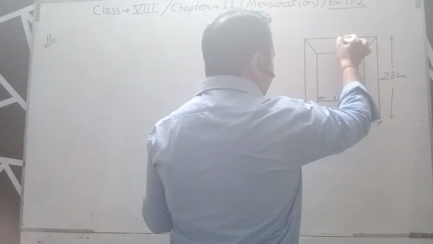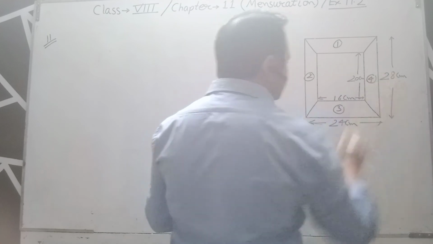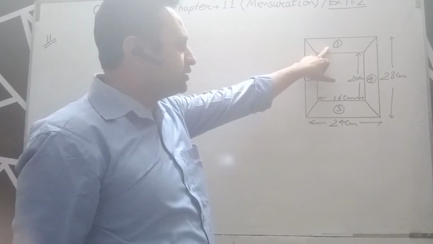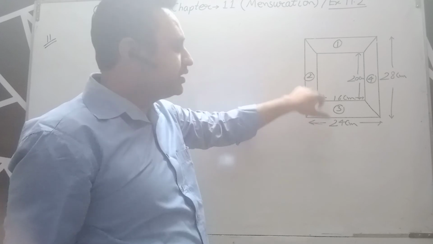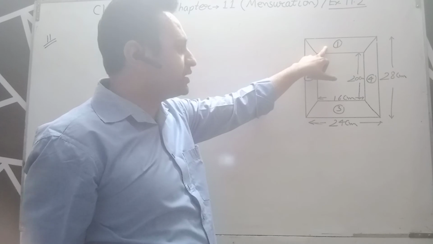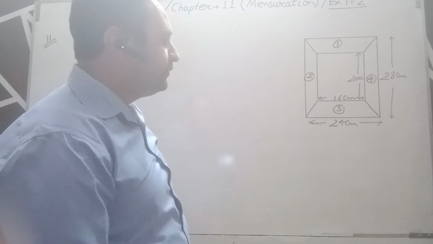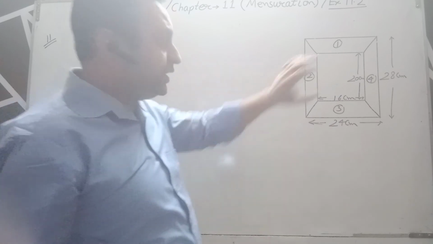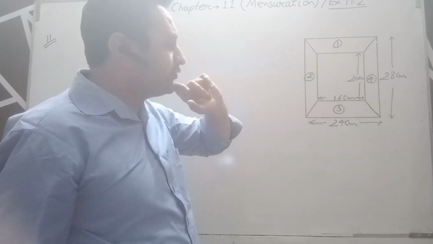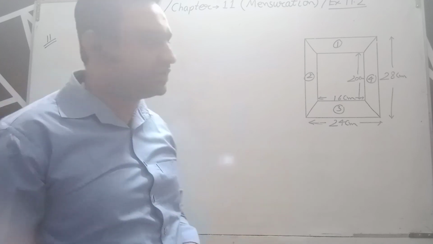So there are total 1, 2, 3 and 4 sections, and we observe that the area of the first section and third section are the same. Area of the second and fourth section are the same. So we have to calculate the area of the first section, which equals the area of the third section. And we also observe that the area of each section is a trapezium. So we use the formula for area of trapezium.